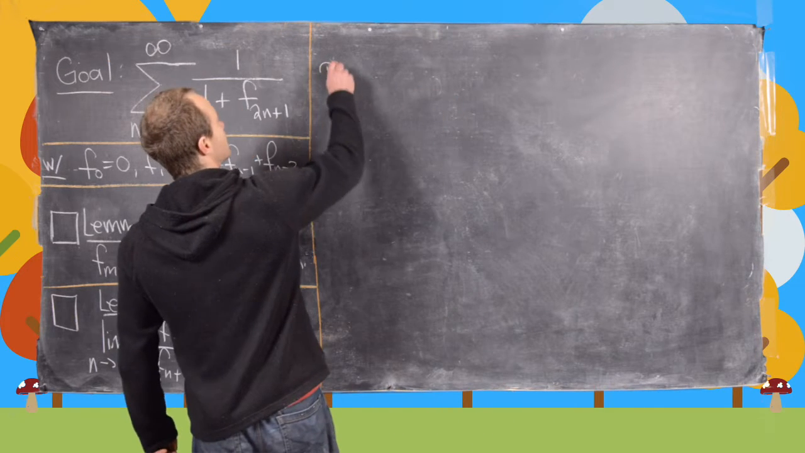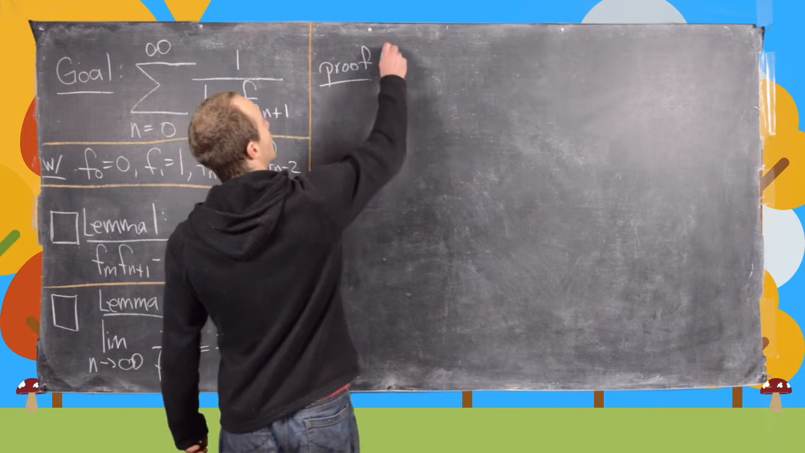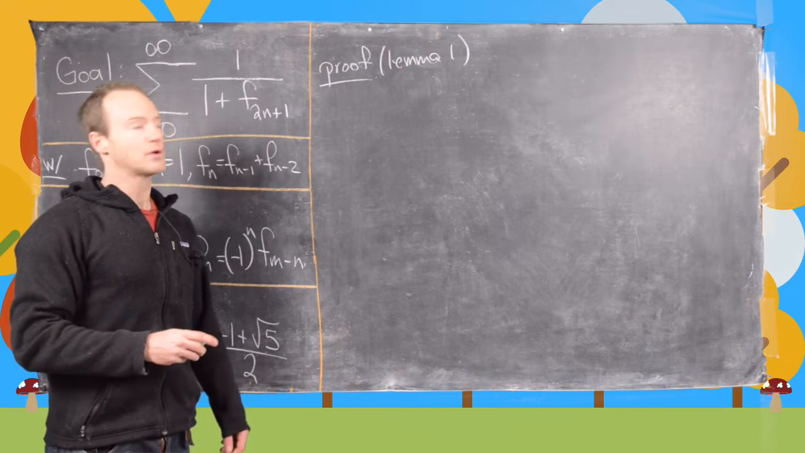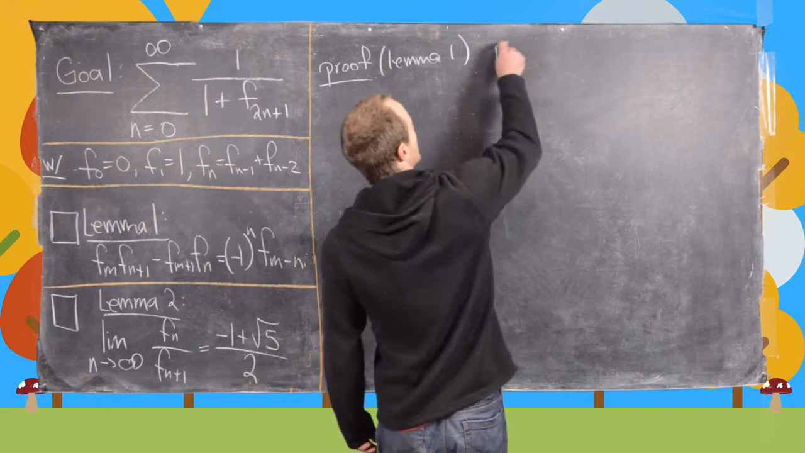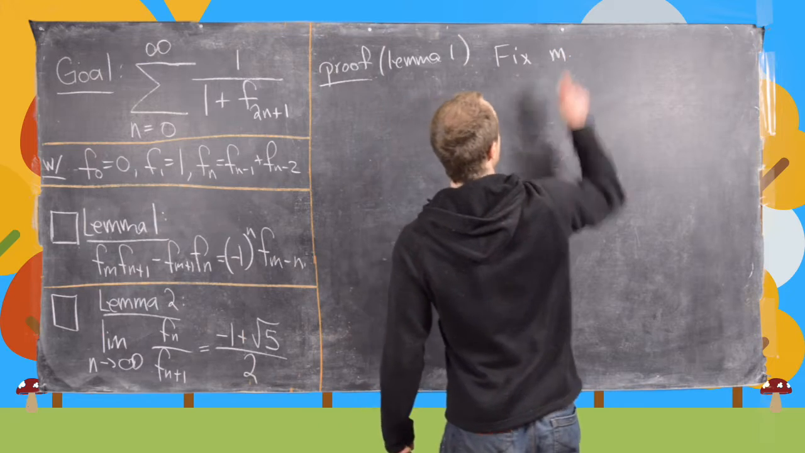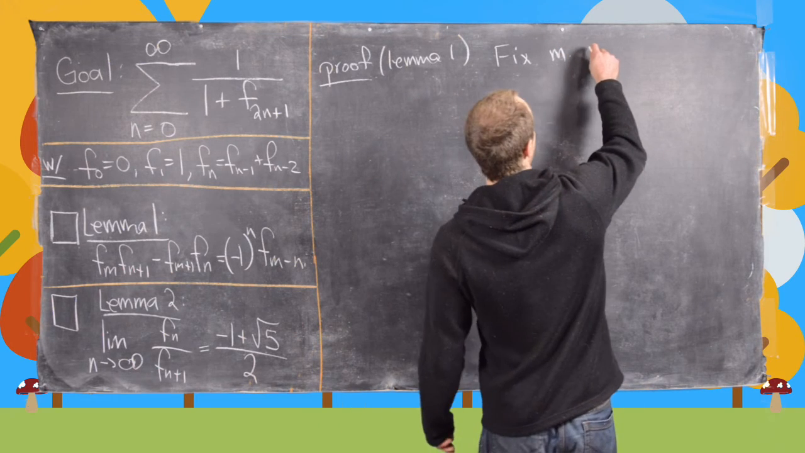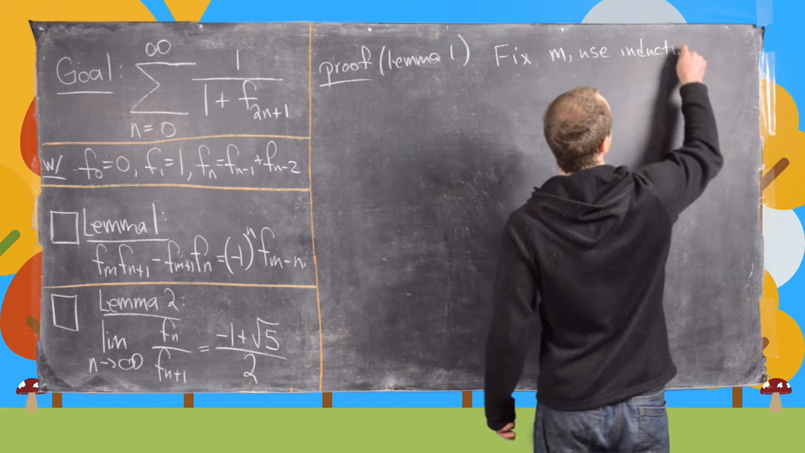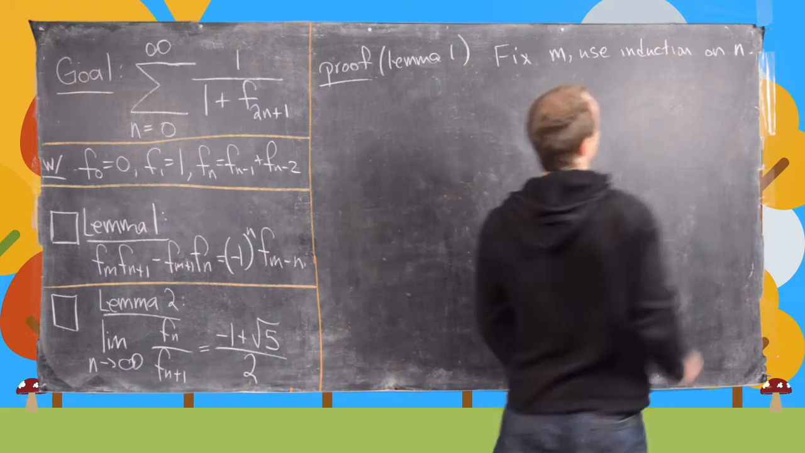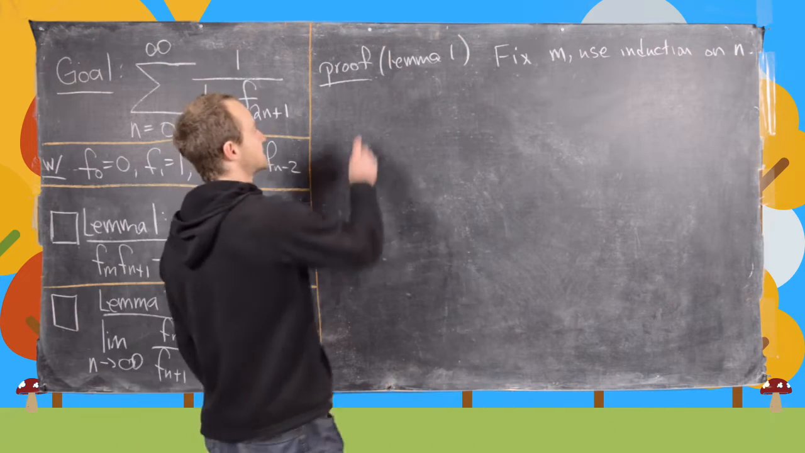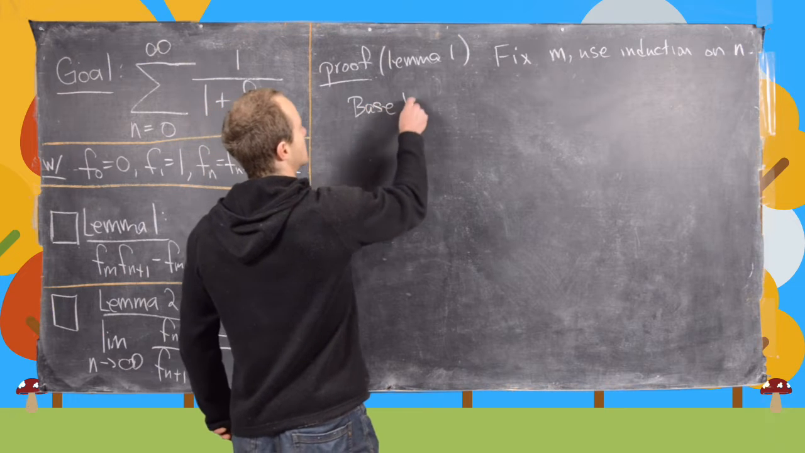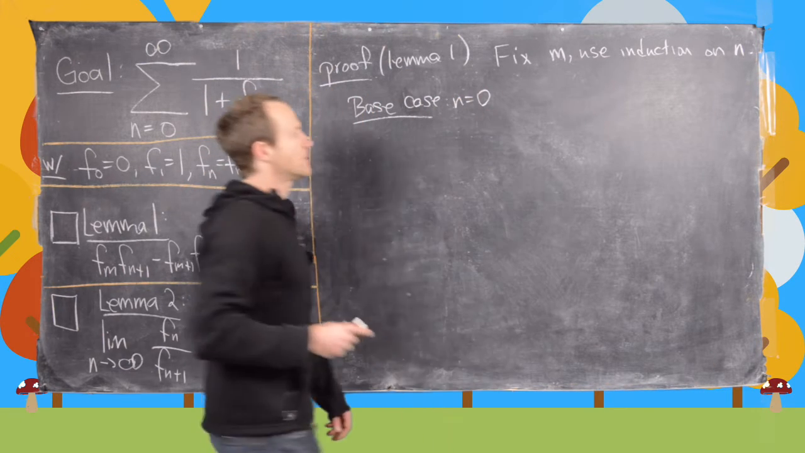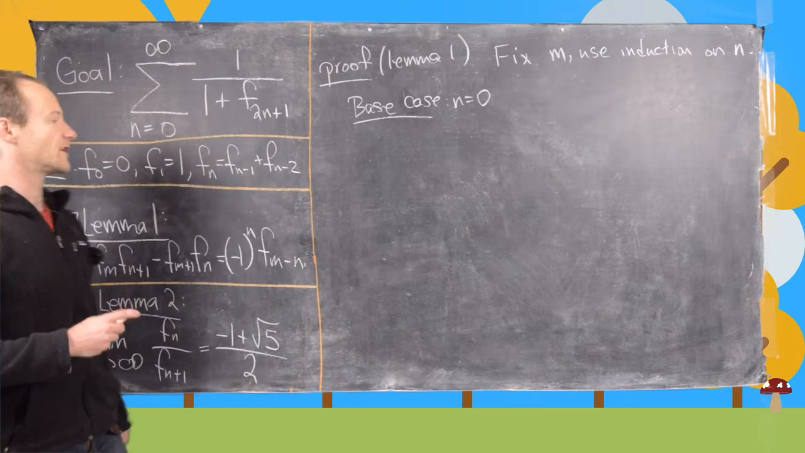So let's look at the proof of lemma 1 first. We're going to prove this by induction. So what we want to do is fix an m and then use induction on n. Our base case will be the case when n equals 0, and this case is very, very obvious.